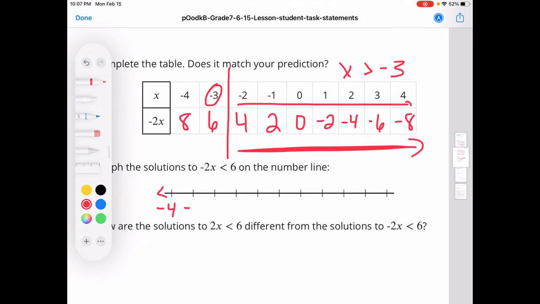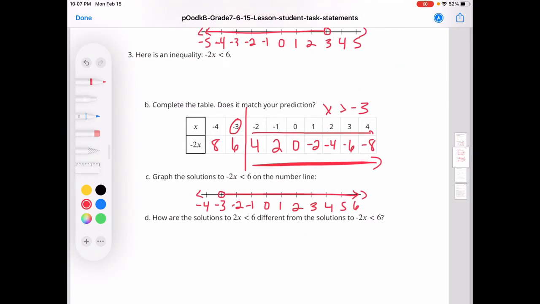So we complete our number line. I know x has to be larger than negative 3. And again, it's not filled in. So I know that negative 3 cannot be a solution, but I know that x has to be any number larger than negative 3 for it to be a solution.